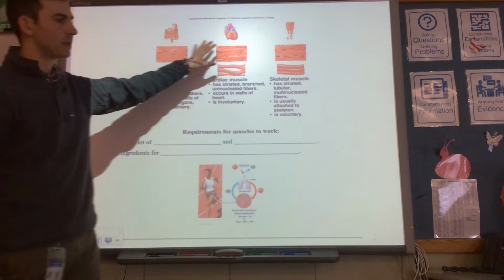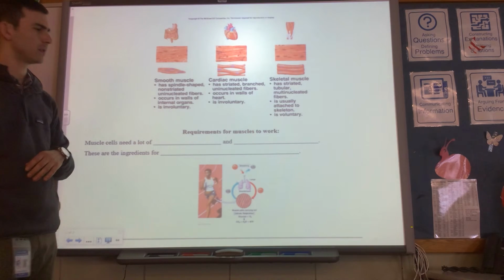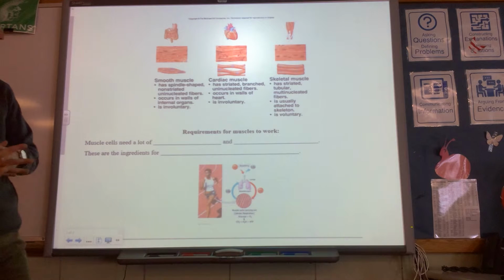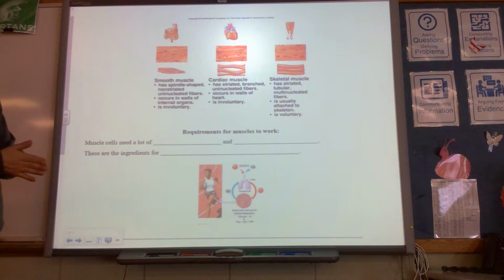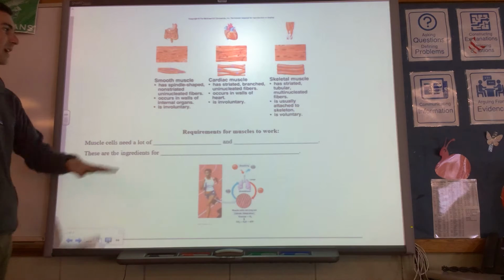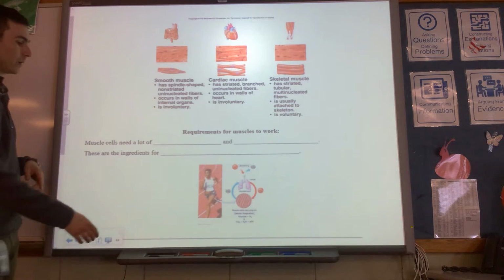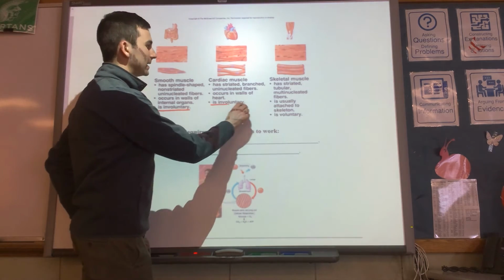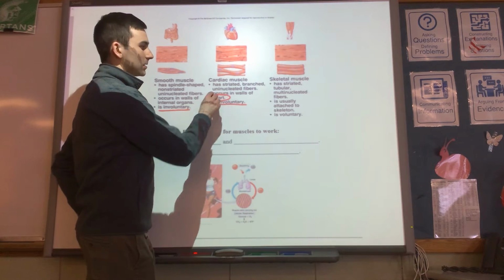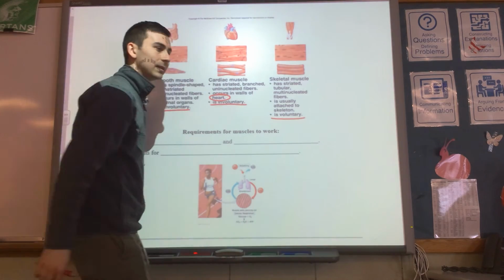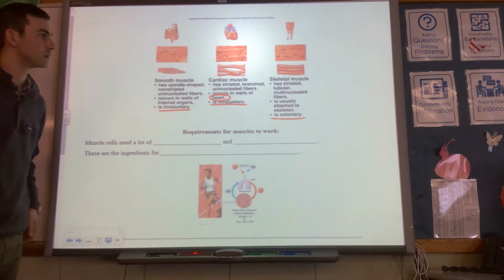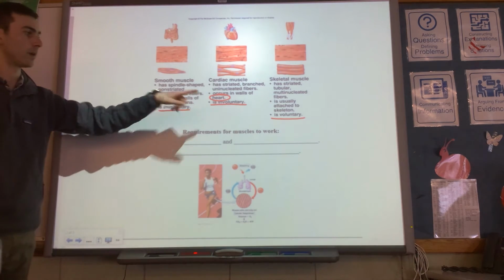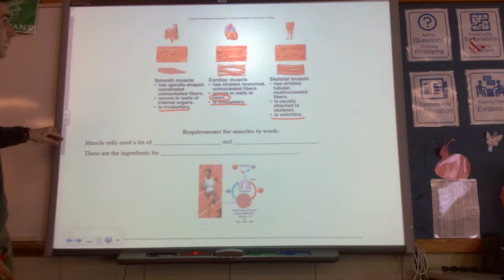This diagram on your notes is going to compare the three types of muscles: smooth muscle, cardiac muscle, and skeletal muscle. Smooth muscle has spindle-shaped, non-striated, uninucleated fibers. You don't need to worry about all that. You need to just worry about the fact that smooth muscle is involuntary. Cardiac muscle is involuntary and occurs in the heart, and skeletal muscle is voluntary, or we can move our skeletal muscles. We do not need to worry so much about the shape and structure of these muscles, just whether or not they're voluntary and where they're found.